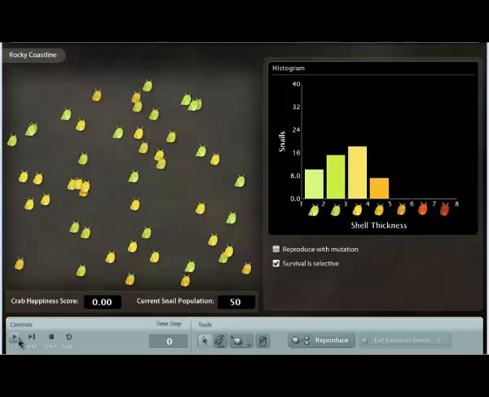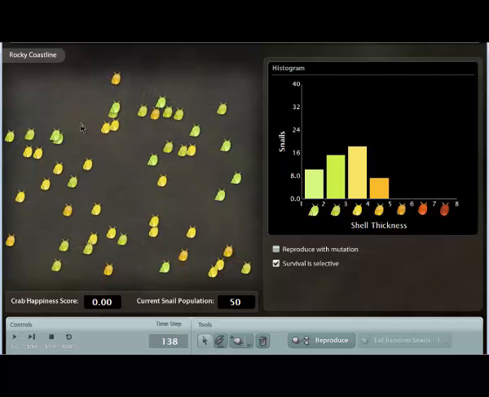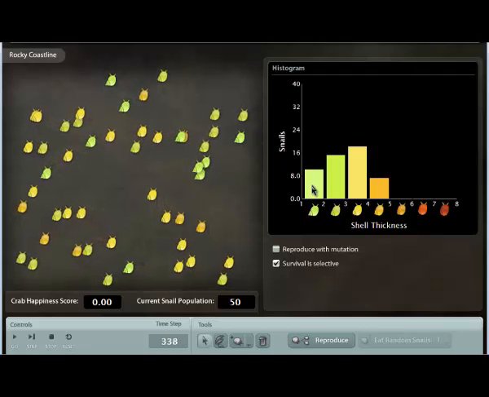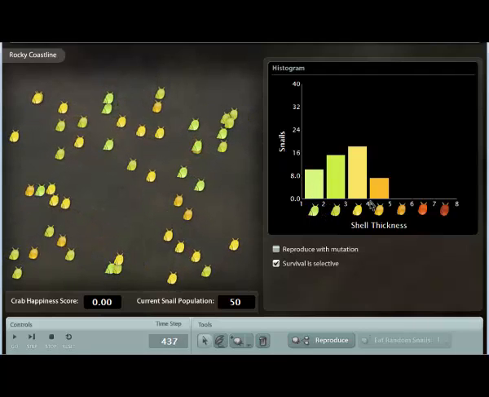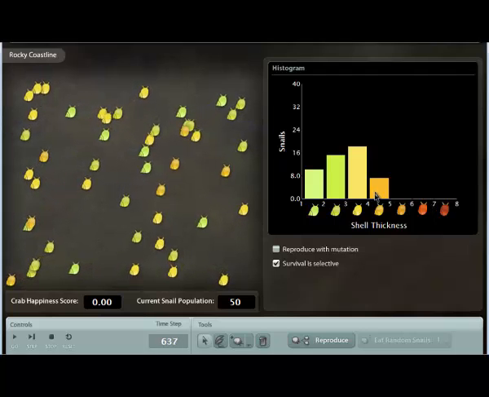So here's the simulation that I was talking about. You see a bunch of snails just randomly meandering around on a rock. The greener colors are the snails that have the thinner shells, and as you get more into orange or red, those are the snails with thicker shells.